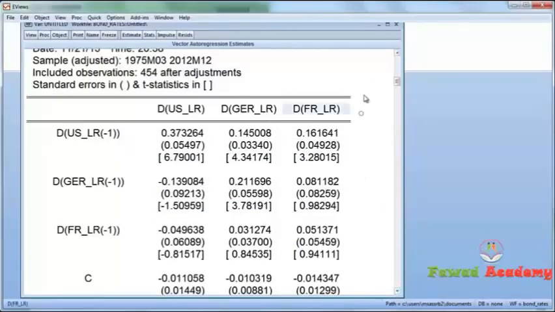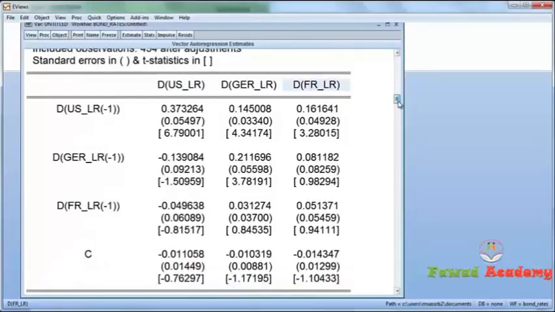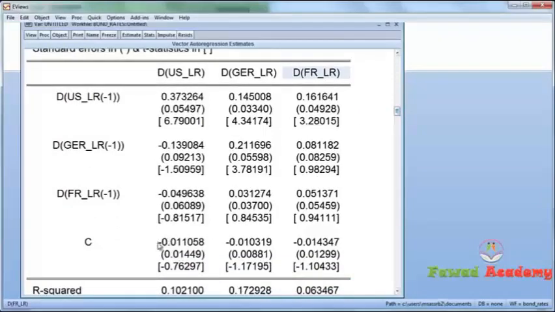Now let's see how many coefficients we have. We have 3 variables, that means we get 3 columns, one for the coefficients in the US equation, one for the coefficients in the Germany equation, and one for the coefficients in the France equation. In each equation we have, let's see, 4 coefficients. We have the constant down here in the bottom, and then we have the 1 period lags in the US equation, 1 period lag, the own lag, the US lag, 1 period German lag, 1 period French lag. Okay, and we have the same for the Germany equation and for the French equation.